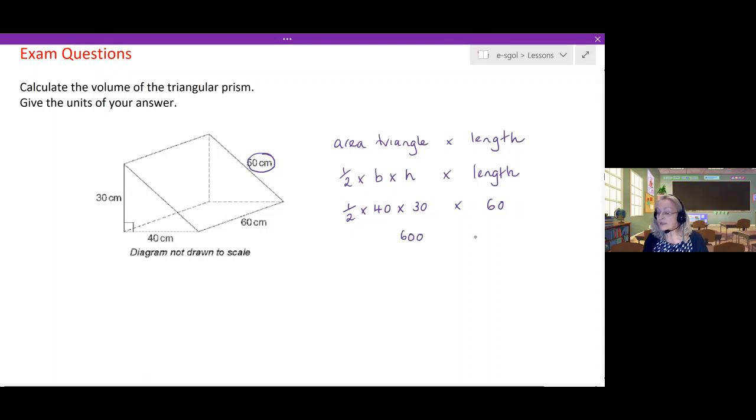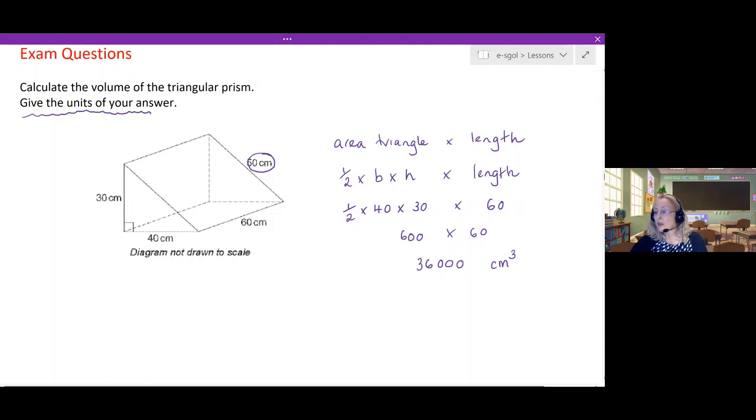So that gives me 36,000. And that would be in centimetres cubed. And again, going back to the question, it says give the units of your answer. So that means I do need to state the units because there will be a mark for it.